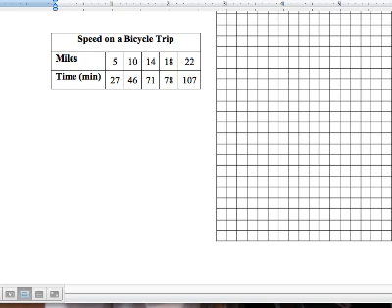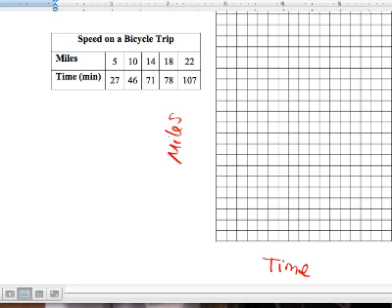All right. So, we have to figure out which goes on our x-axis, which goes on our y-axis. We have time and we have miles. Which one goes on the x-axis? Time always goes on the x-axis, yeah. So time is our independent variable. Miles is our dependent, I'm sorry.